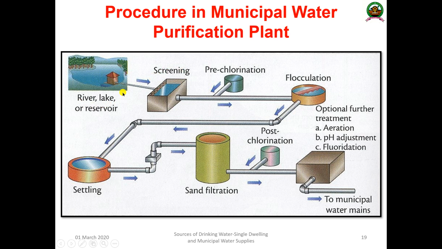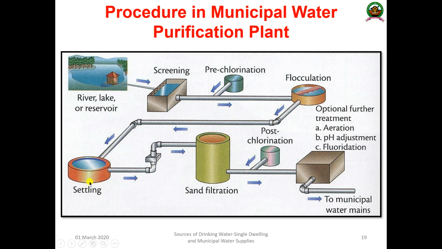Here you can see the water supply, the river, lakes or reservoir, that is where the water is coming from, and it goes to screening, preliminary screening, and then the tank undergoes pre-chlorination, where chlorine is added, and it goes to the flocculation tank, where it is checked for several things.